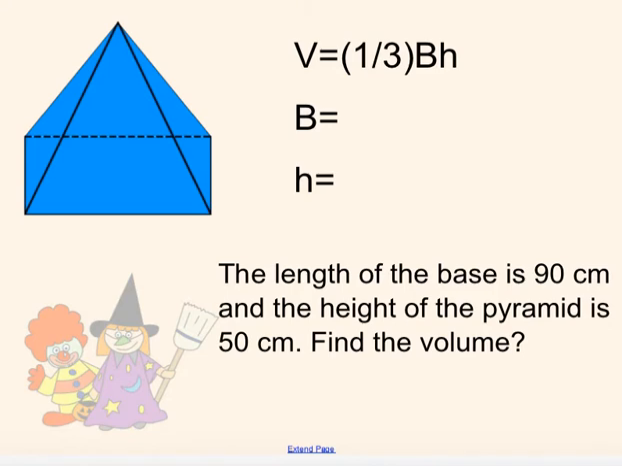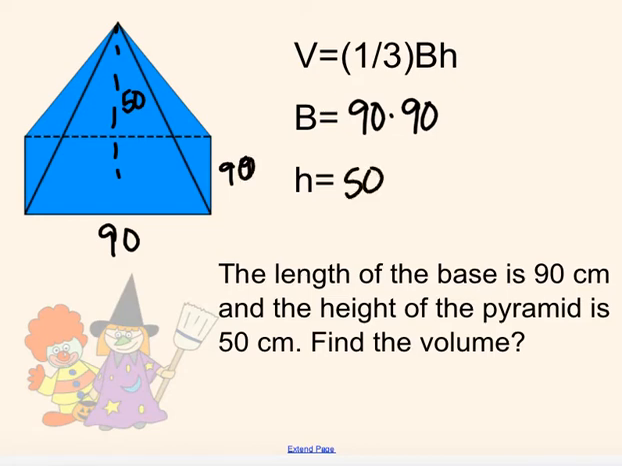So let's try this one. The length of the base is 90 centimeters. So 90 by 90, and the height is 50. So the area of the base is 90 times 90. Since this is a square, that's kind of nice. We just get to multiply like that. And the height is 50. So I just plug it into my formula.